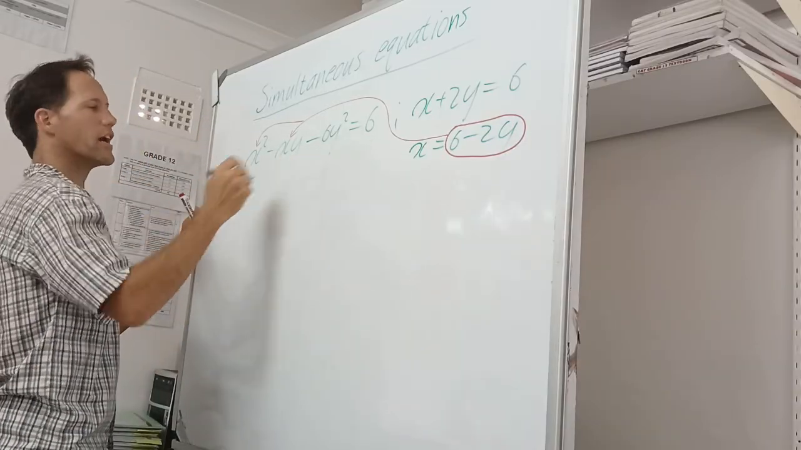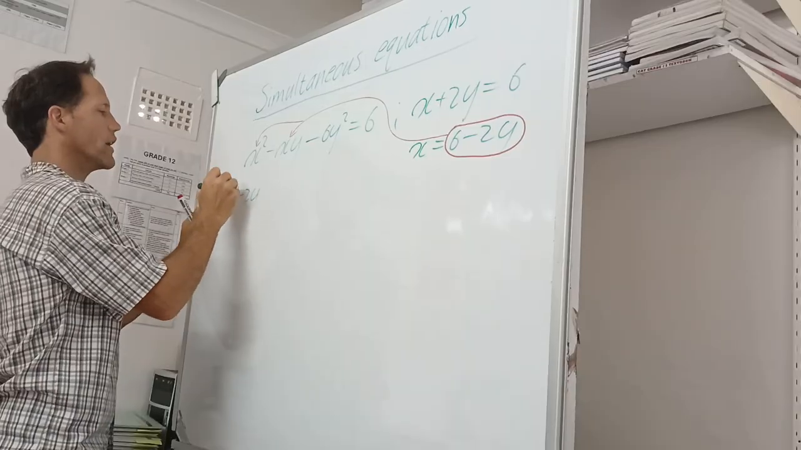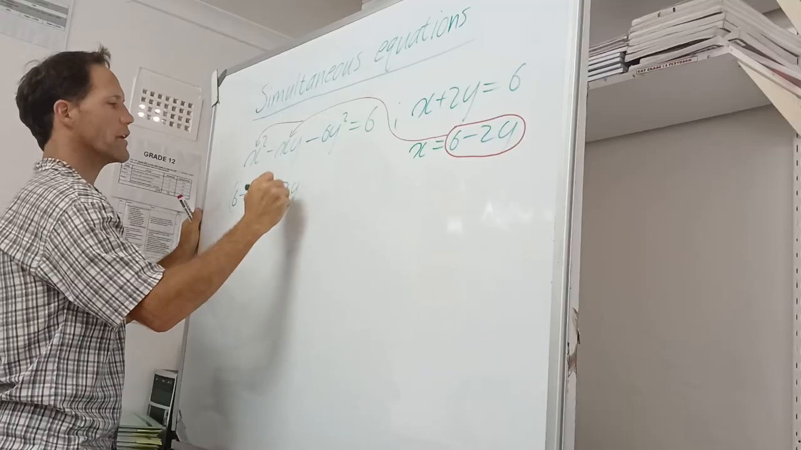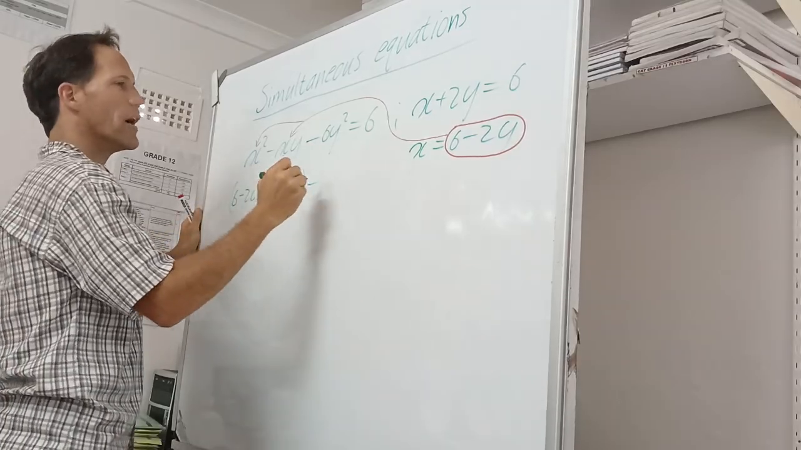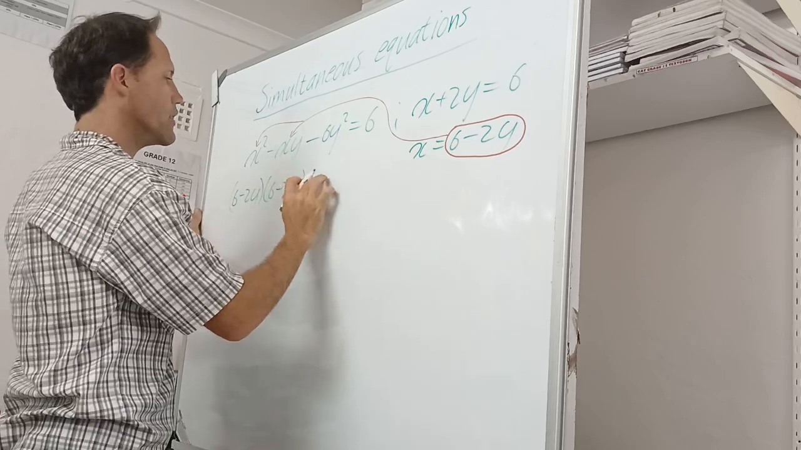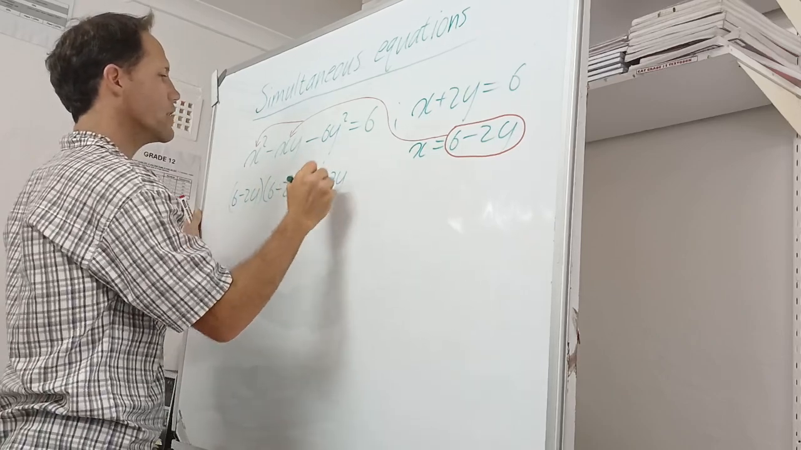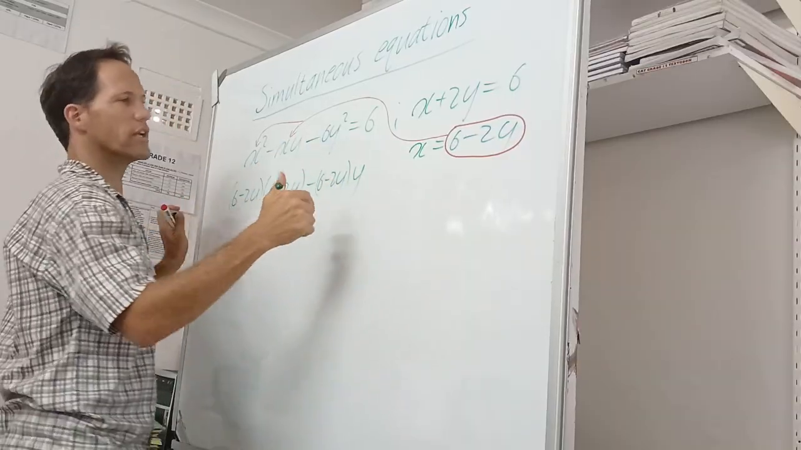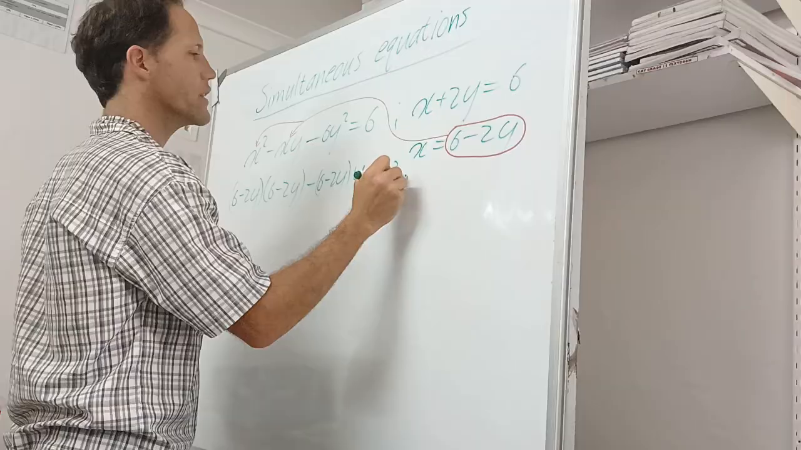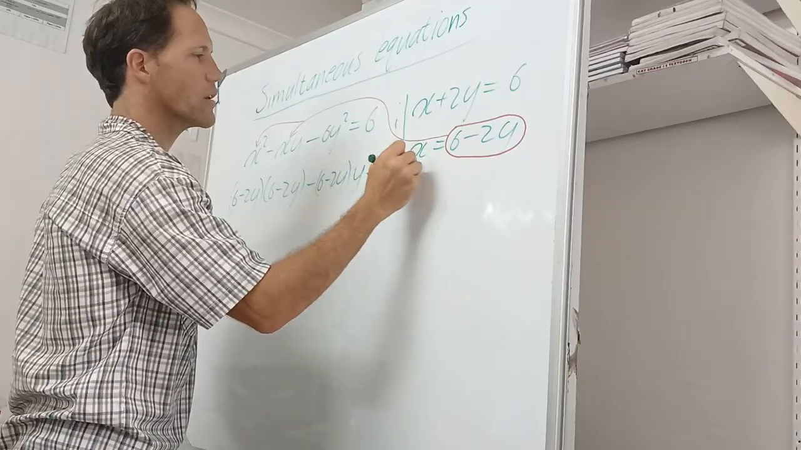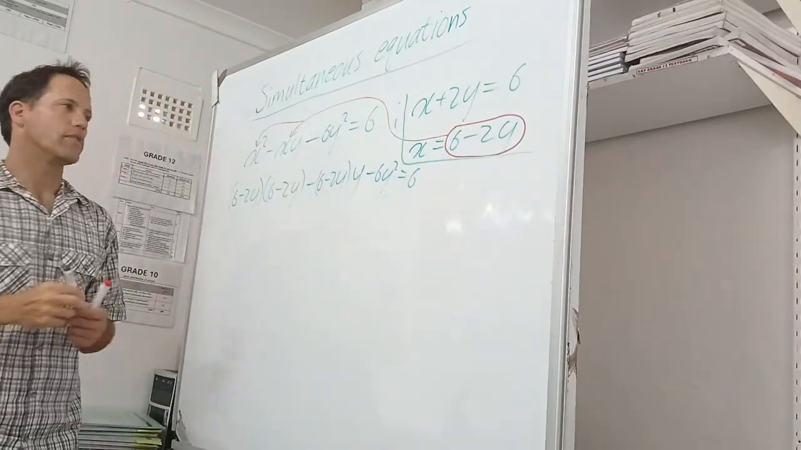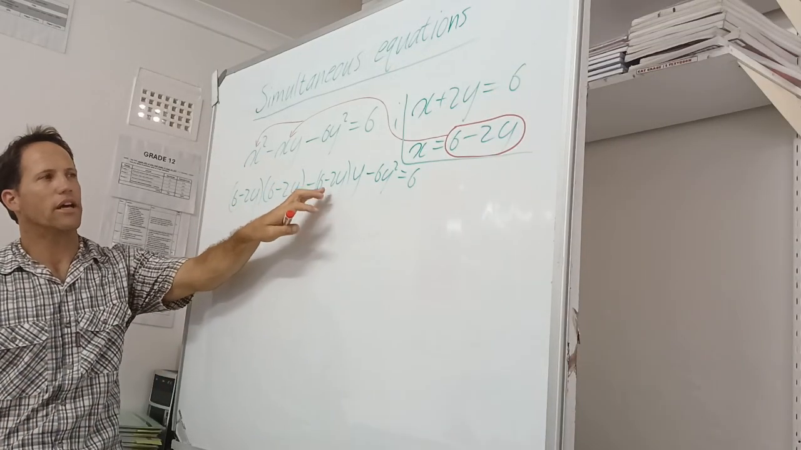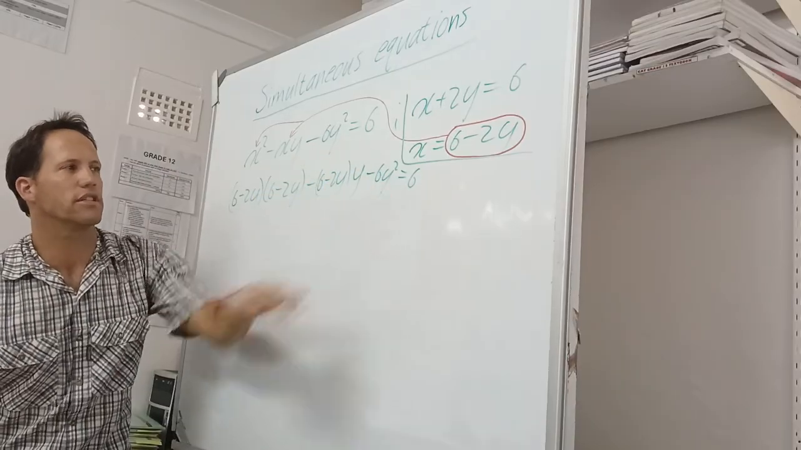So x now becomes 6 minus 2y squared. Okay, so we can make it 6 minus 2y times 6 minus 2y for the square. And then minus x, which is 6 minus 2y, times y. Okay, and then minus 6y squared, equal to 6. We just put that on the sideline. So I got the x there, 6 minus 2y, and I got the minus 6y squared, and I got the equal to 6 at the end.